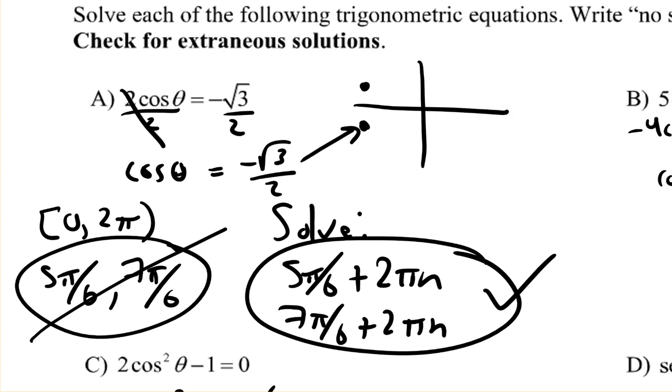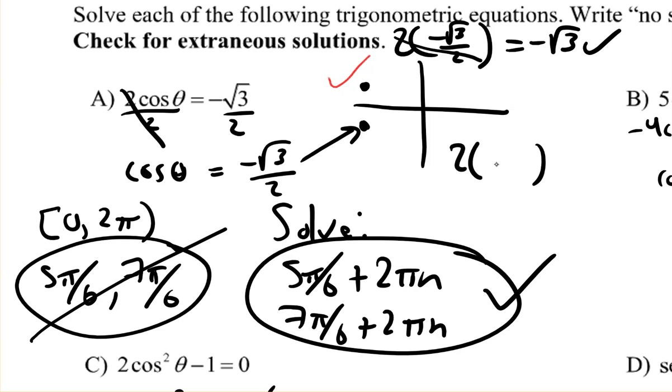If you plugged in 5 pi over 6 here, you get 2 times the cosine at 5 pi over 6 is supposed to equal negative square root of 3. See that times 2 divided by 2 cancels out, and you see that it solves the original equation. So then you have no doubt that 5 pi over 6 is the correct answer. And if I also thought 7 pi over 6 was, you could plug it into the original equation and do 2 times the cosine of 7 pi over 6, and you can see that it solves the original equation too.